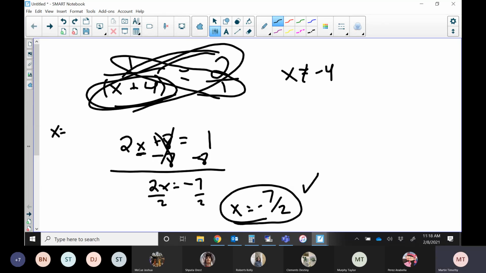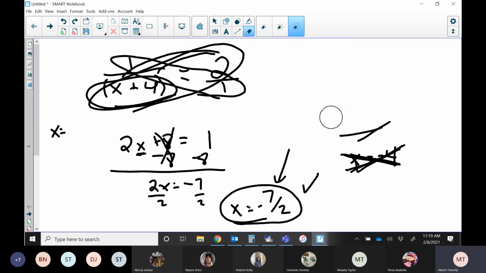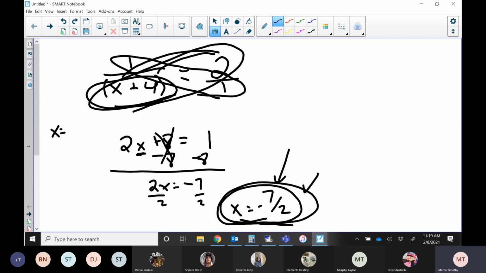If by chance, when I solved this, it would have been a -4, you would actually throw that answer out, and it's called an exclusion, or an extraneous solution. And if that would have happened, there would be no solution to this question. We would have to throw that out and actually tell the person, sorry, there is no solution for this question. But it didn't happen. My exclusion was not what we got as the final answer, so that is my answer.